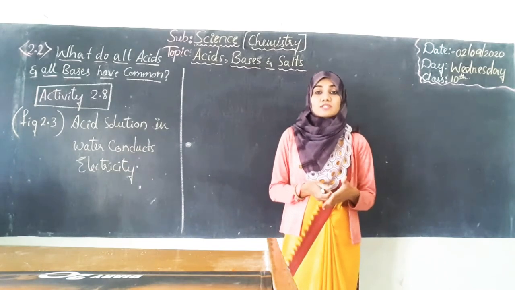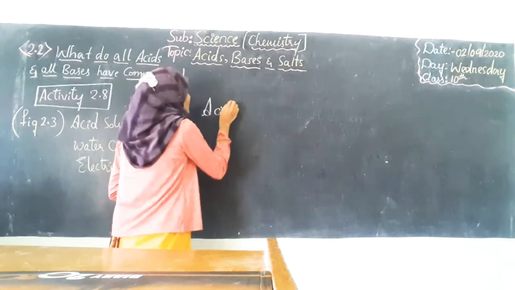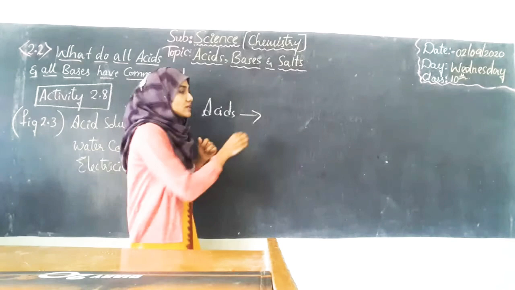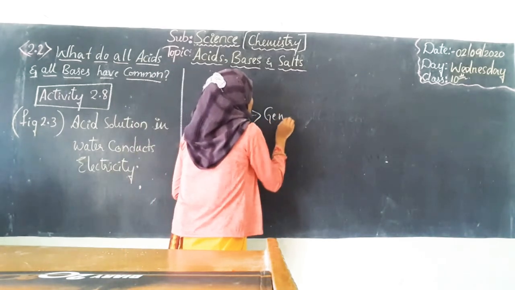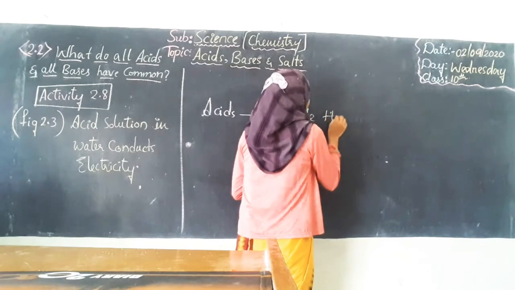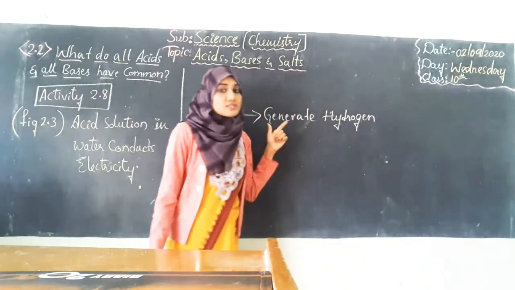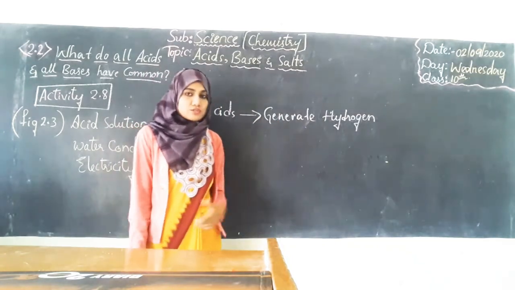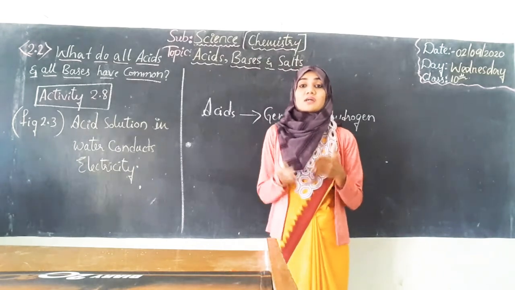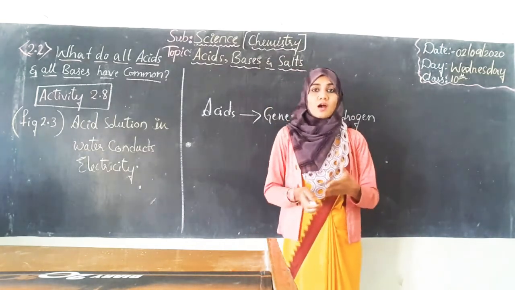Based on the activity that we conducted previously, we came to know that the reaction of acids will surely generate hydrogen gas, isn't it? So all acids will surely generate hydrogen gas. So based on this, now we will see whether the compounds containing hydrogen are acidic or not.